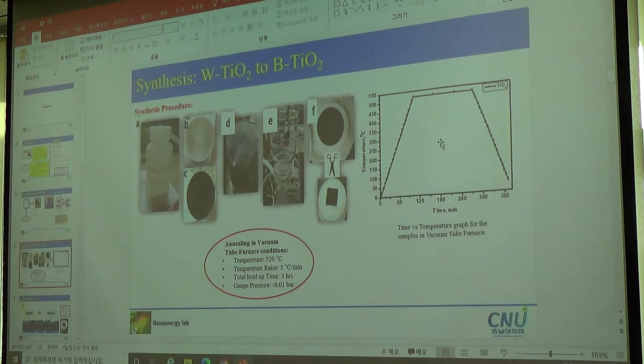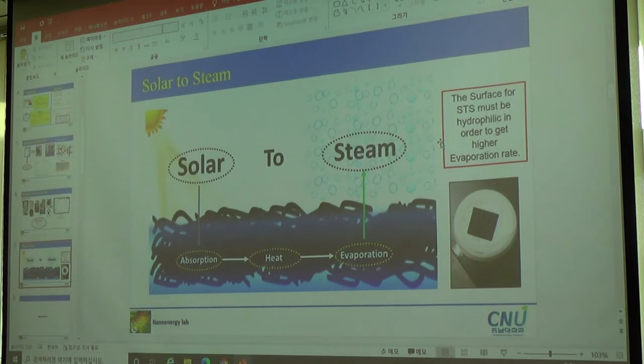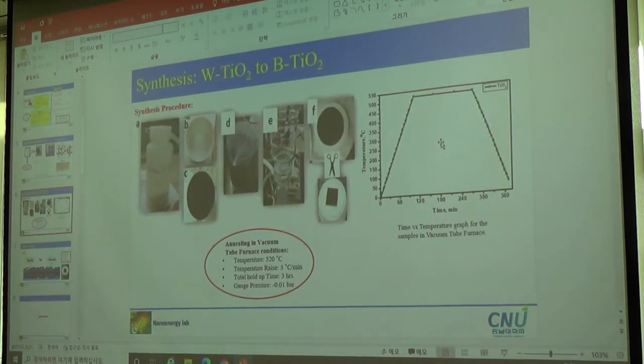So first, as I earlier mentioned, I used P25 reducer as a precursor material, and I made a 10% solution in ethanol and took it to the vacuum tube furnace. So the annealing condition in the tubular furnace is the temperature is 520 degrees Celsius, and the temperature ramp is 5 degrees per minute, and total hold time is 3 hours, and the gauge pressure is minus 0.01 bar.